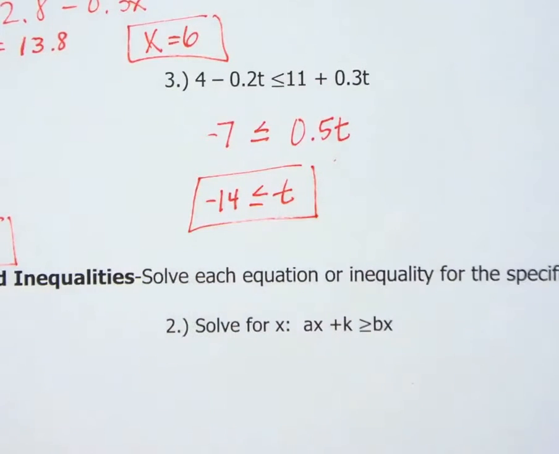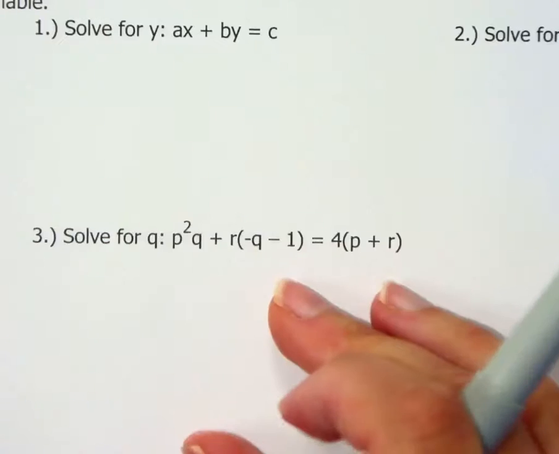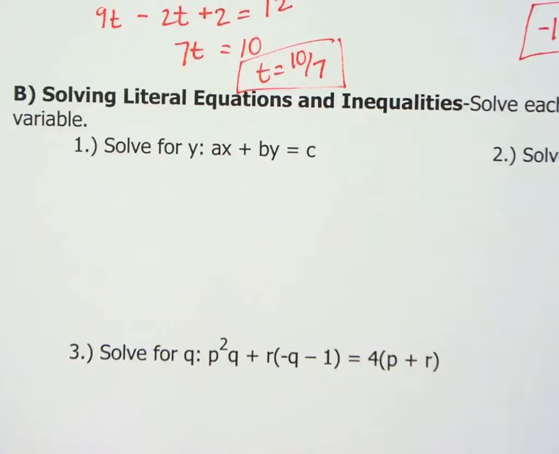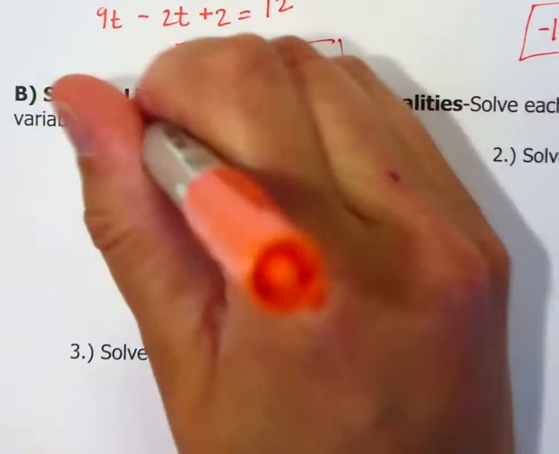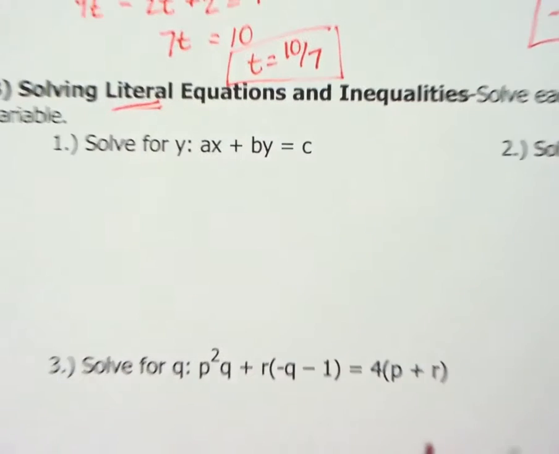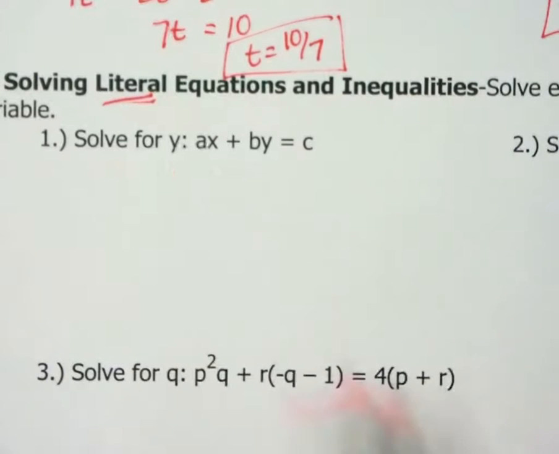Okay. The next skill that we are going to need for Unit 1 is solving literal equations and inequalities. A literal equation is an equation that involves many variables, and you're going to be told which variable to solve for. So if you look at example 1, it says to solve ax plus by equals c for y. So our goal is to get that variable y all by itself, everything else on the other side.